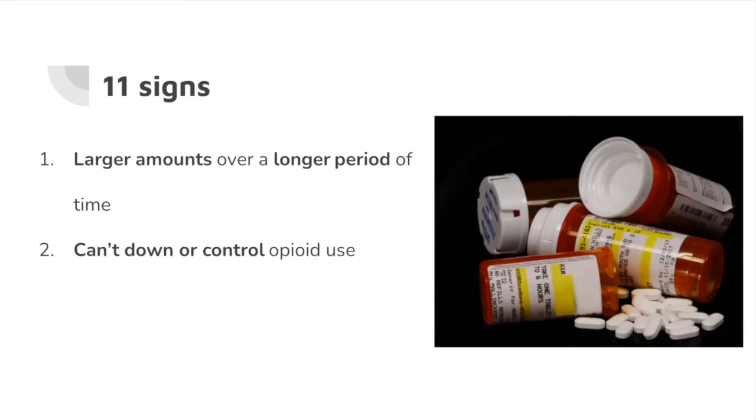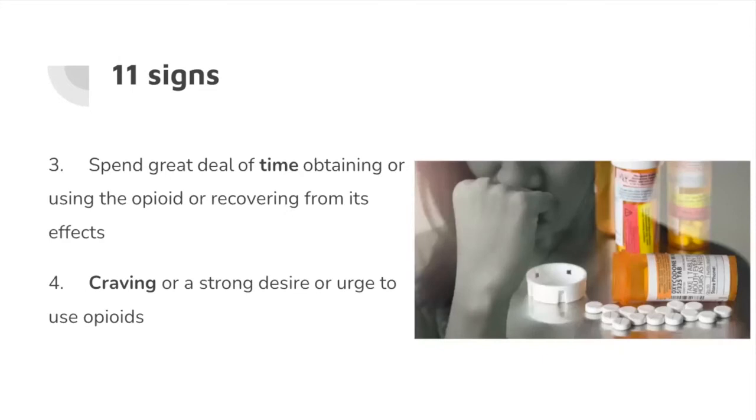The third sign is when a person finds themselves spending a great deal of time obtaining or using the opioids or recovering from their effect. They can wake up in the morning, for example, and go 2/3 of their day trying to obtain the pill or heroin or whatever form they're using, or they are experiencing some side effects or withdrawal symptoms, and it takes up the majority of their time. The fourth sign is craving or a strong desire or urge to use opioids.